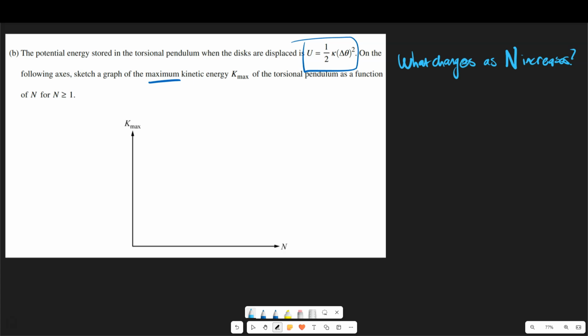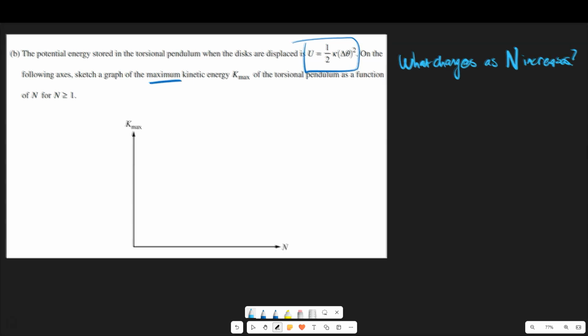as n increases? Well, if you think about our equation here, our equation does not have mass in it whatsoever. All it depends on, really, is this kappa value, which has to do with the torsional pendulum. It's like our spring constant, right? So that's what this value is here. This kappa is like our spring constant. And this delta theta is just the angle from which it's released. There's nothing in here that, if we change the mass, will change the potential energy.